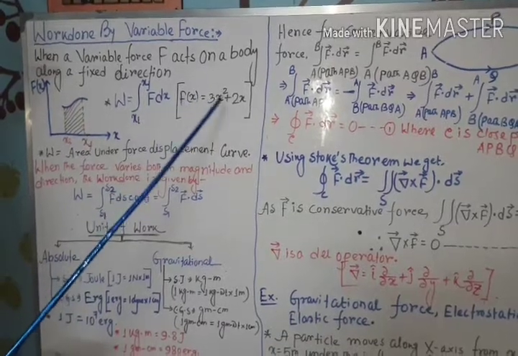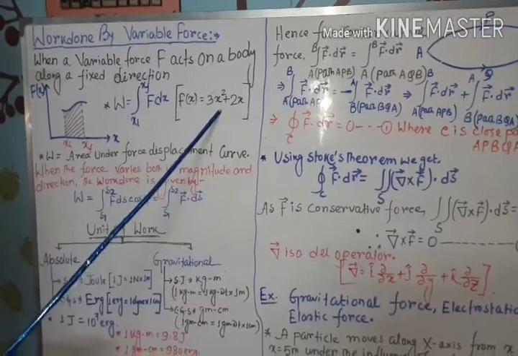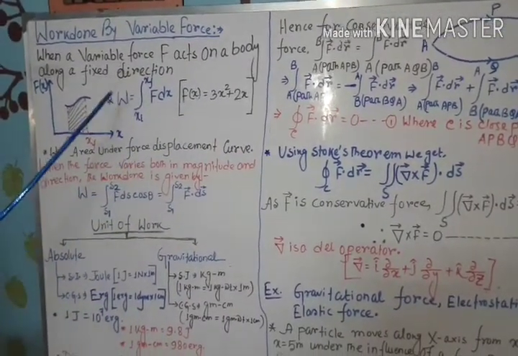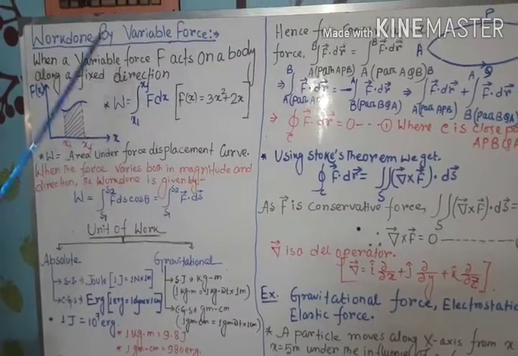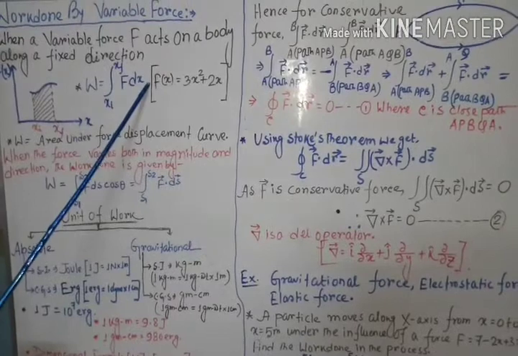So under this variable force, between any two positions along the x direction, if you want to determine the work done, then the formula is: work done is equal to the integration from initial position to final position of F dx.